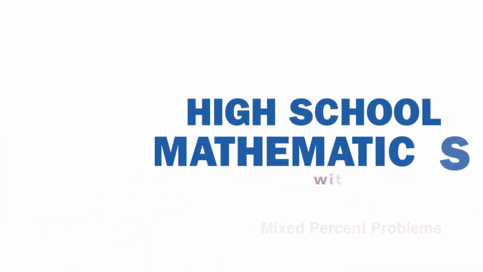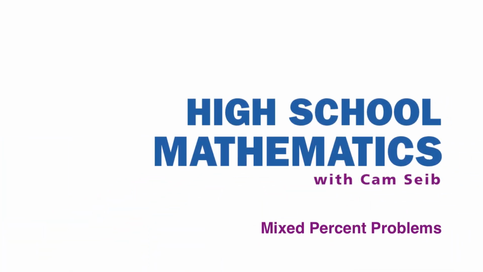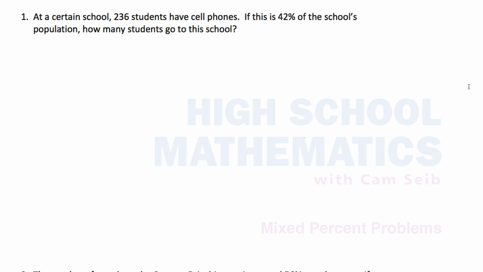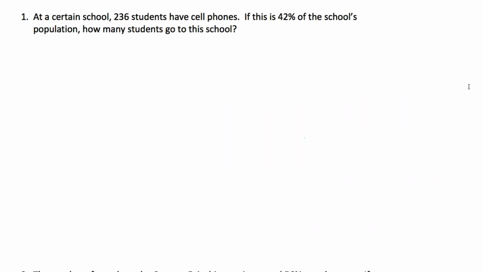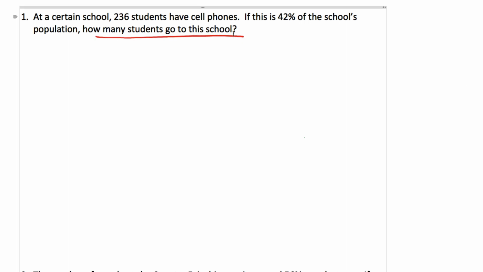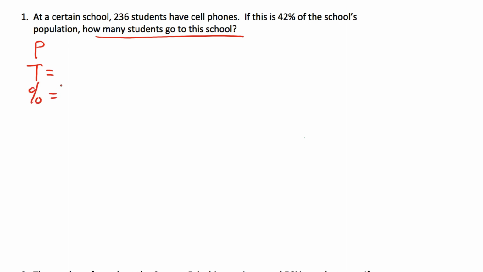All right, let's look at a variety of problems involving percent and see how to approach them. At a certain school, 236 students have cell phones. If this is 42% of the school's population, how many students go to the school? So our job with a percentage problem is always to sort out what is our part, what is our total or base amount, and what is our percentage.